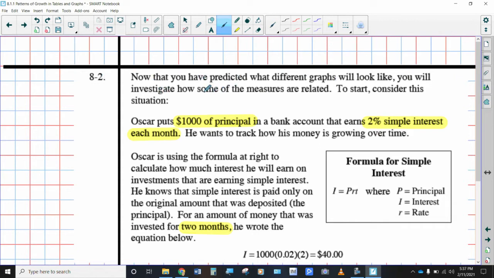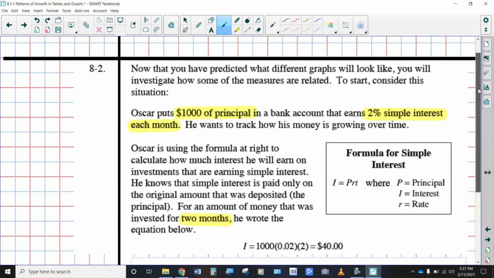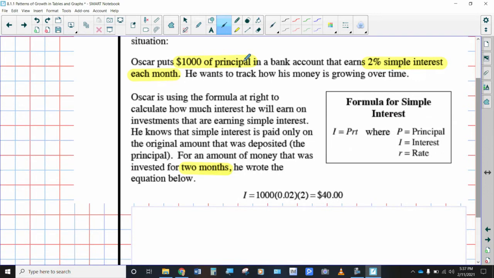You're going to investigate how some measures are related. To start, consider this situation. Oscar puts $1,000 of principal in a bank that earns 2% simple interest each month. He wants to track how his money is growing over time. Oscar is using the formula at the right to calculate how much interest he will earn on investments that are earning simple interest. He knows that simple interest is paid only on the original amount, which we call the principal. That's the amount of money, like $1,000, since that's what you're putting into the bank, we call that the principal.